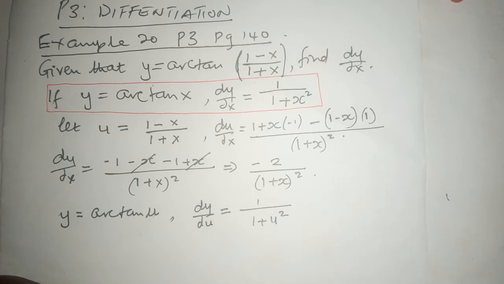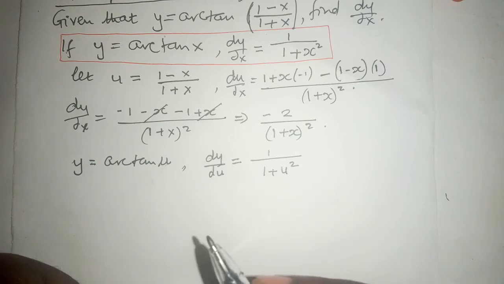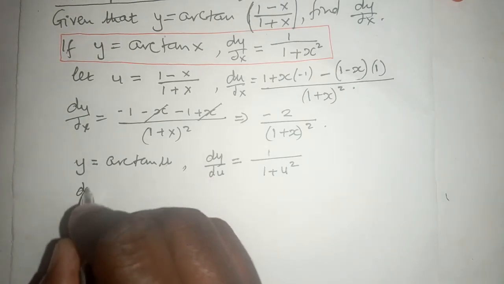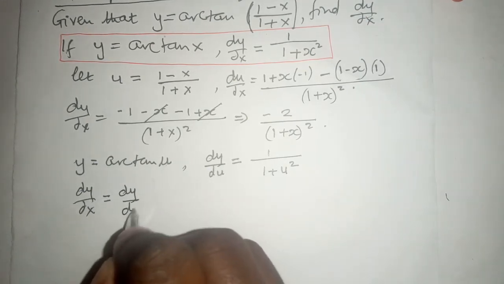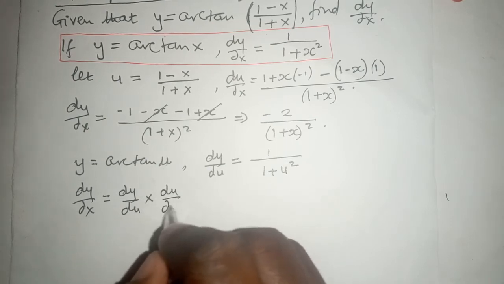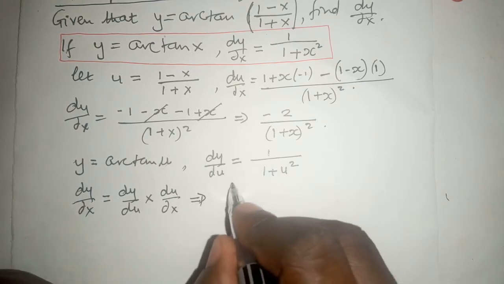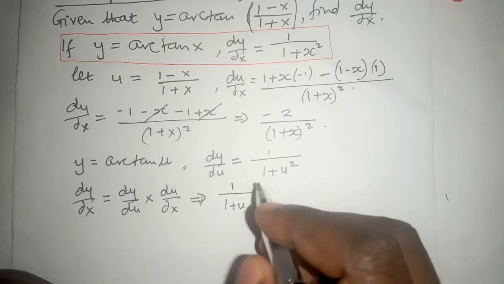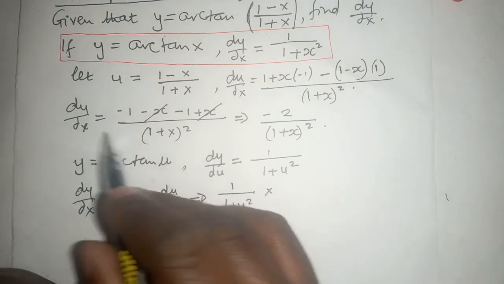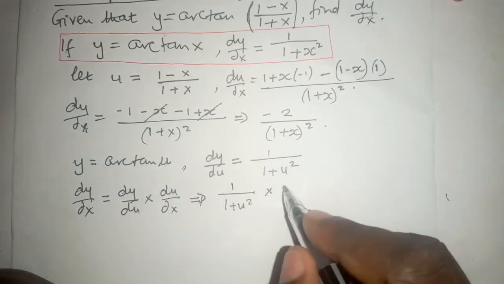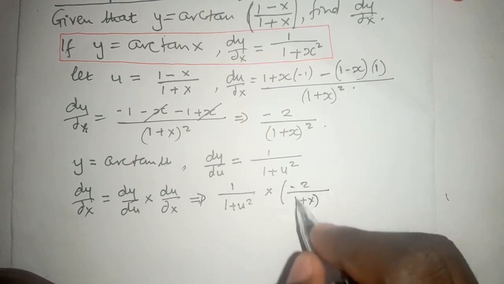At that point, we can talk about the chain rule, because dy/dx, which is what we are looking for, is going to be given by dy/du times du/dx. Luckily, we have both of them. And dy/du is simply 1 over 1 plus u squared, multiplied by du/dx, which is minus 2 all over 1 plus x squared.